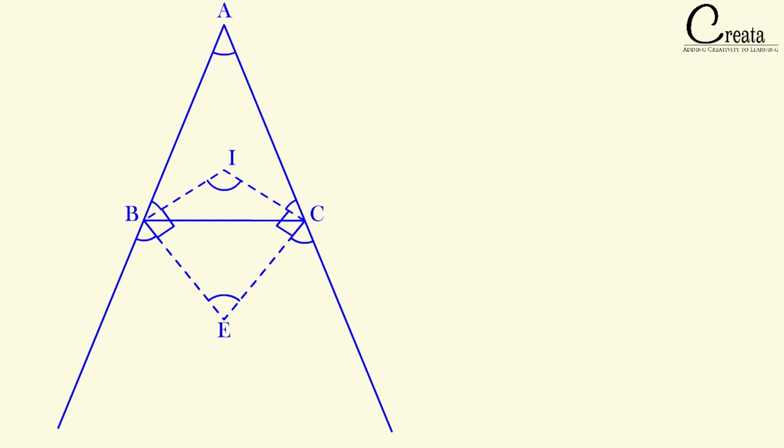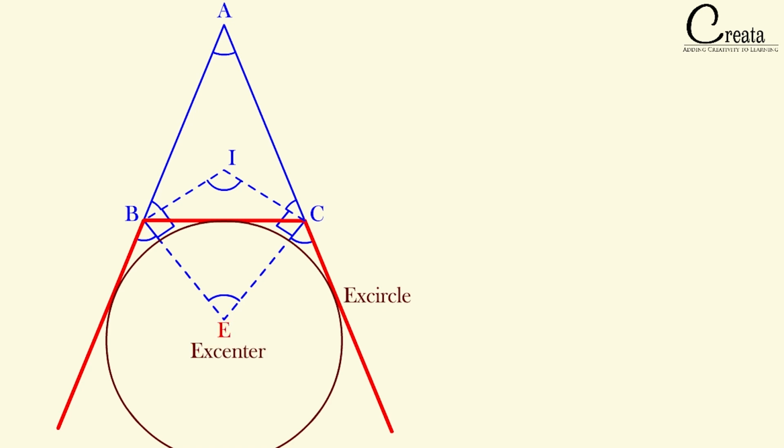Further, with E as a center, we can draw a circle which will touch the three sides of the triangle. One is the main side, that is BC, and two are the extended sides, that is the extensions of sides AB and AC. This circle is known as the excircle. E is the center point of this circle, that is the excenter, and the radius of this circle is known as the exradius. This is on similar lines to the incircle.